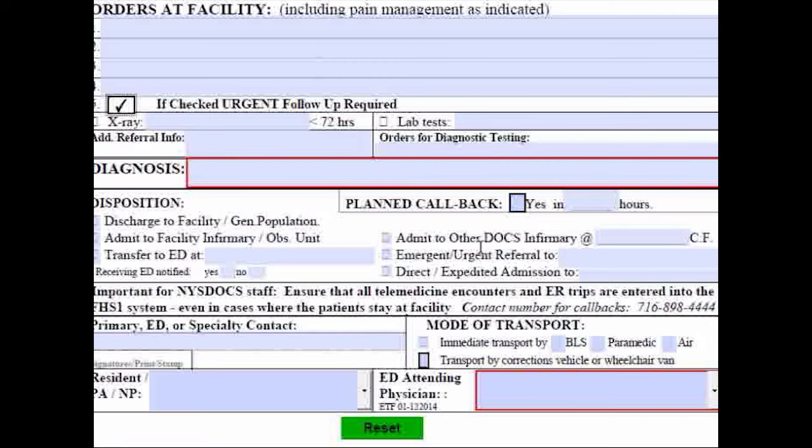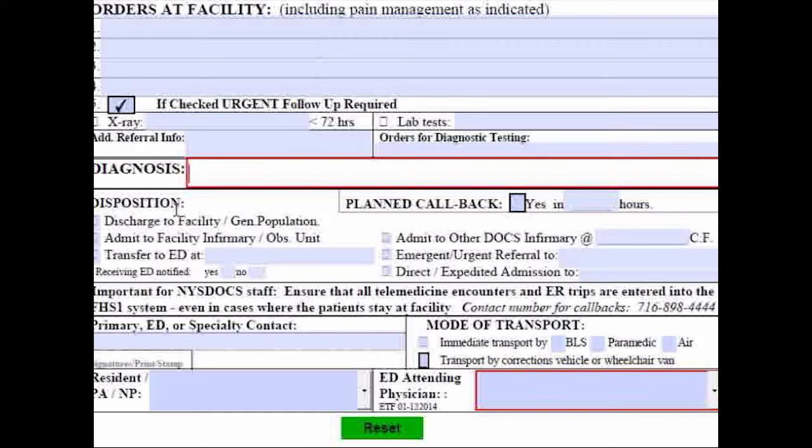Lab test that you ordered, put that down. Additional referral info and orders, diagnostic, that's all as appropriate. Diagnosis, you can put more than one thing down. We don't have all of our diagnostic testing available to us, x-rays, lab tests, etc. So you may be doing a little bit of guesswork. If you think it might be 1 or 2 things, then feel free to put that down.